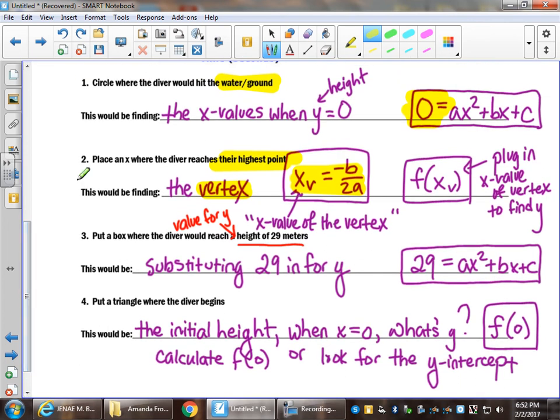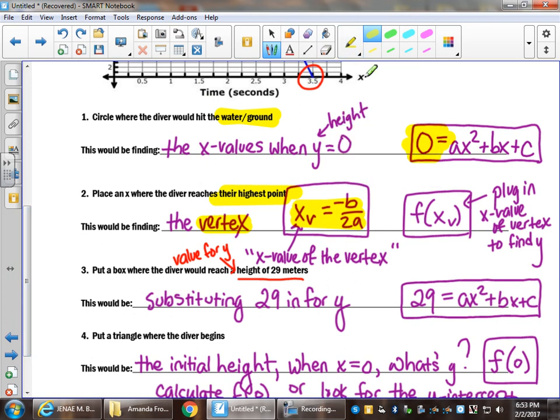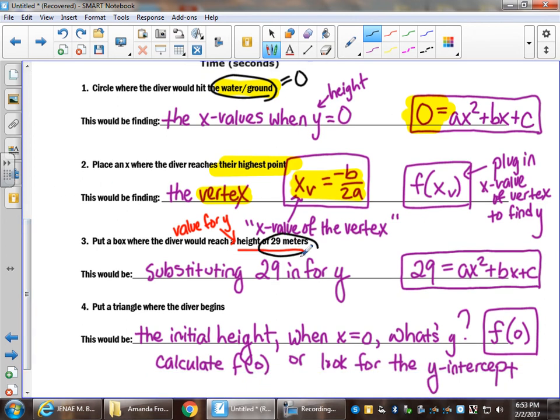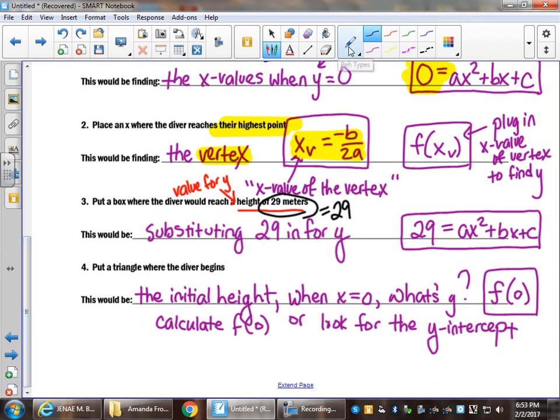For 3, I'm not actually going to highlight anything because that value for y could change. But notice, just like for the water or the ground, we're saying set it equal to 0. So we actually set our function equal to 0. This is saying, well, now I'm not setting it equal to 0. I'm going to set it equal to 29. And that's why 29 was substituted in for the y value. Last but not least, where a diver begins, that's your initial height. So you can calculate f of 0, plug in 0 for x, or look at your y-intercept.